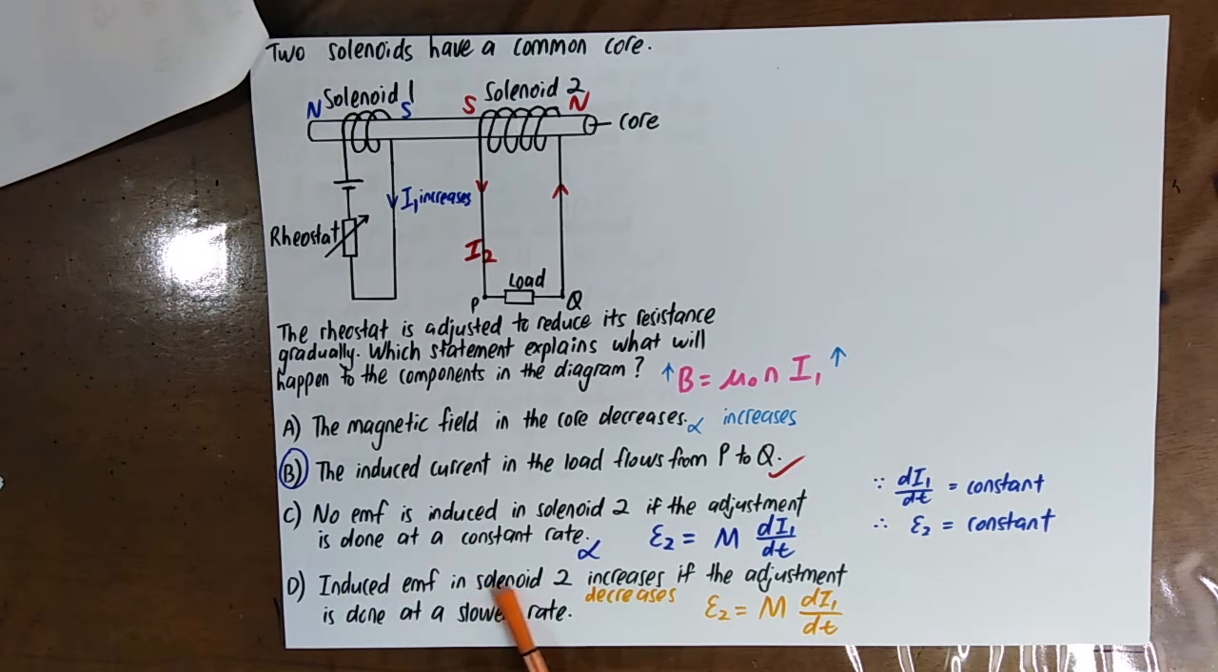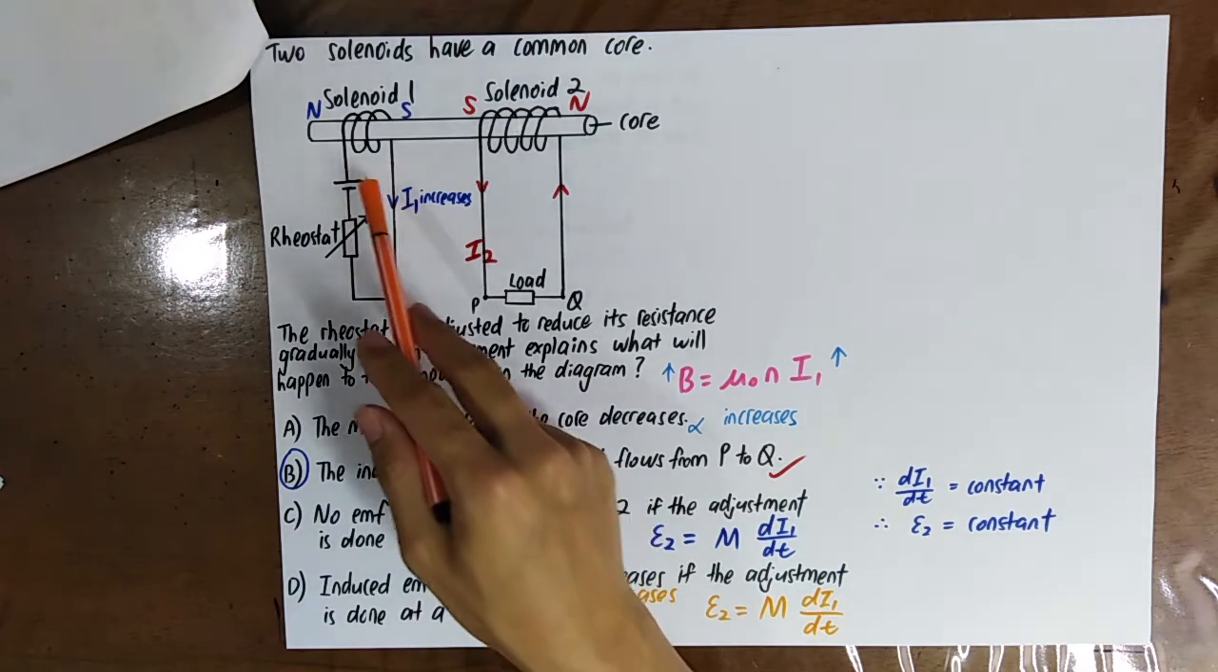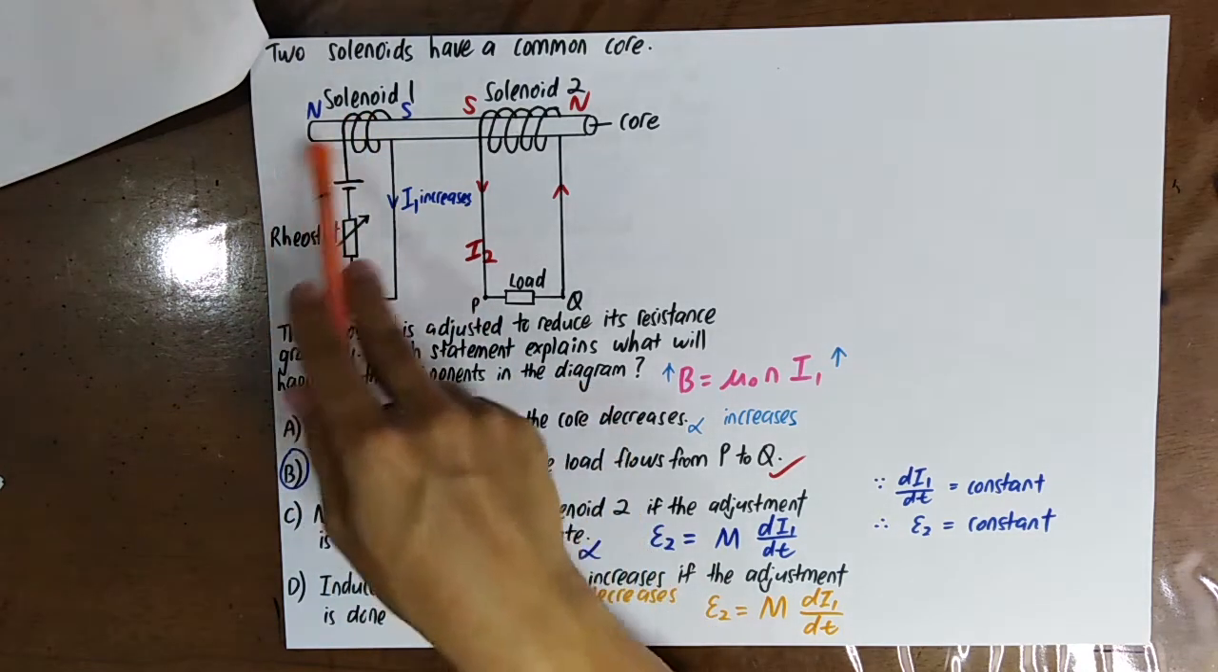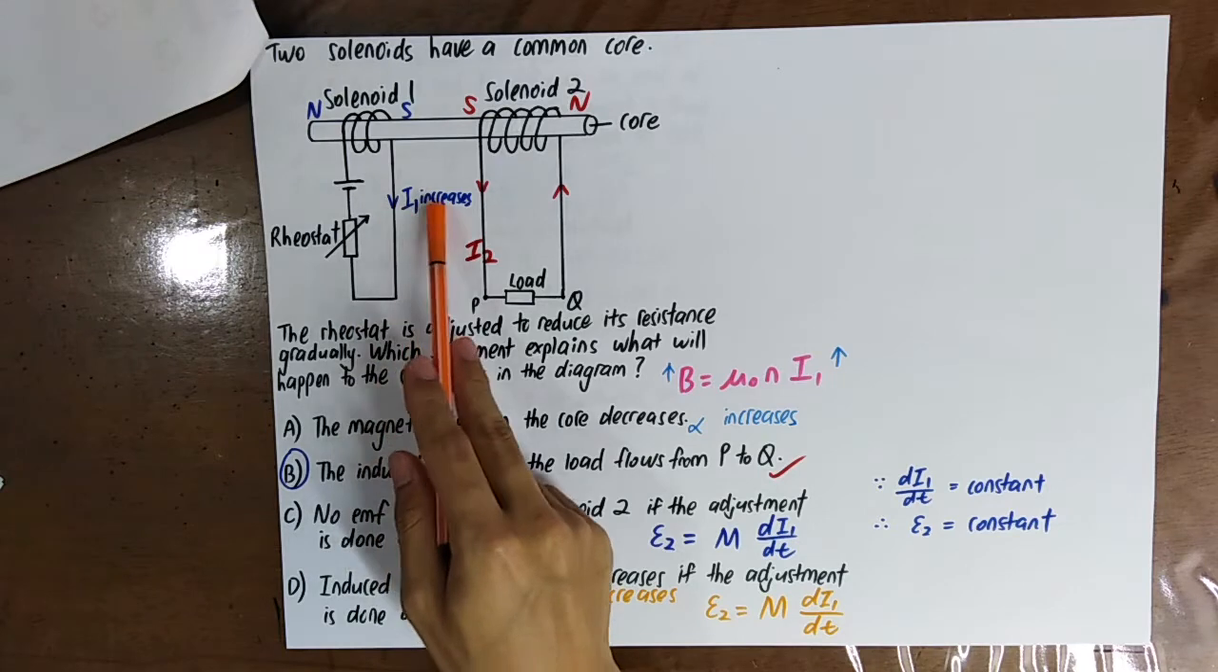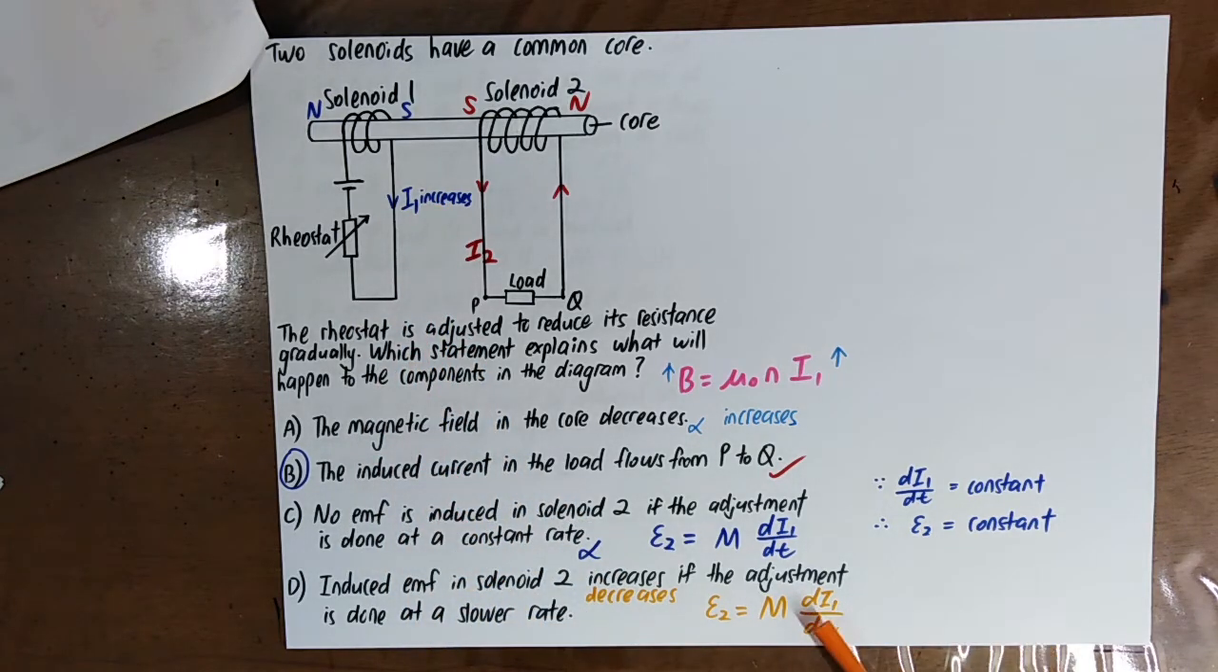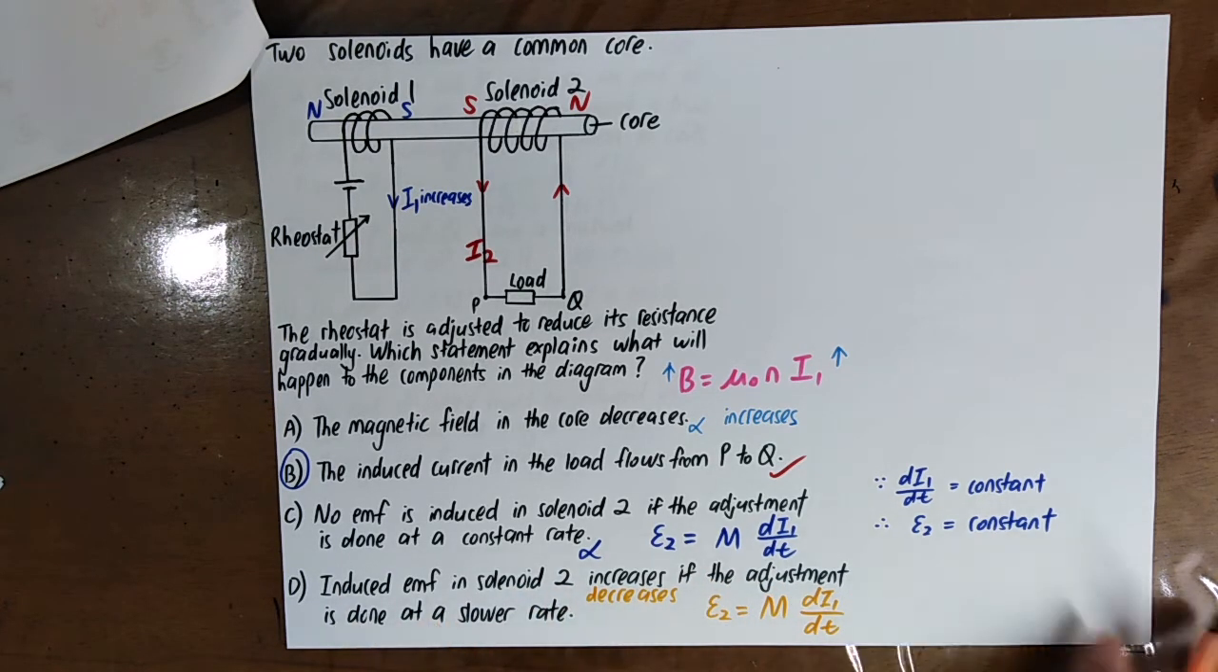The induced EMF in solenoid 2 increases if the adjustment is done at a slower rate. If the adjustment is done at a slower rate, that means that I1 increases slowly. That means that di1 dt is a very small value. So E2 should be a very small value. So the answer is the induced EMF in solenoid 2 decreases if the adjustment is done at a slower rate.